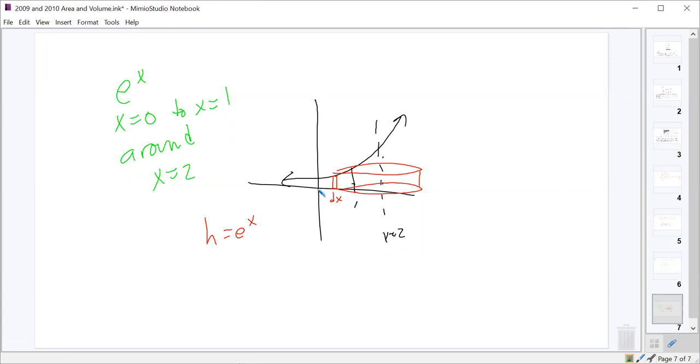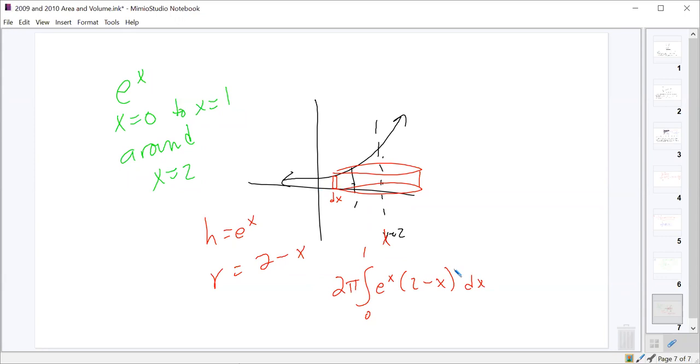from 0 to, let me think about that for a second. And we're at x equals 2. Oh yeah, our radius would just be 2 minus whatever x value we've gone over. I don't know why I was thinking that would be different. So yes, you could do it using shells, and it would be 2 pi times the integral from 0 to 1 of e to the x times 2 minus x dx.